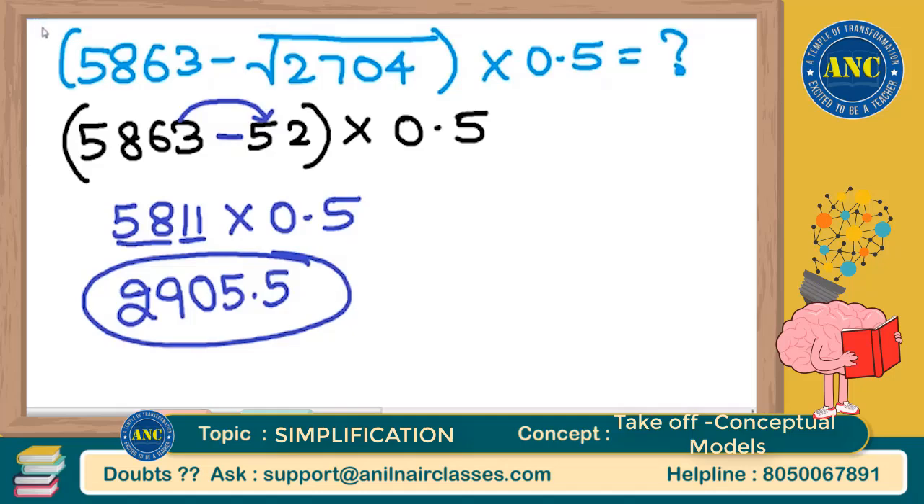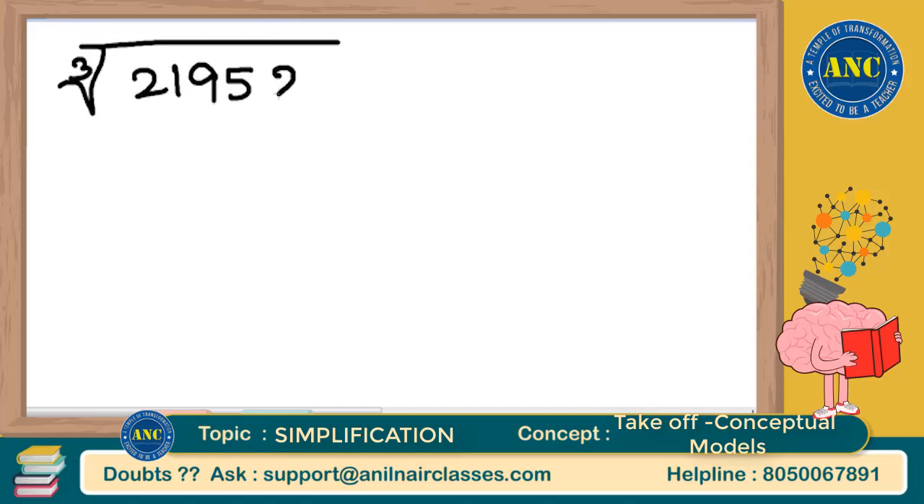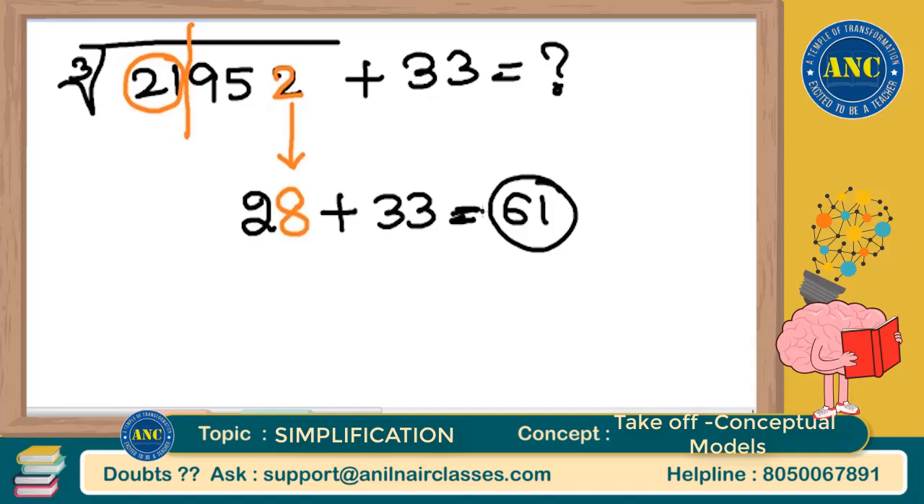Idea clear? Suppose we never took a question on cube root till now. Cube root of 215,952 plus 33, easy question, very easy question, equal to question mark, provided you know how to find the cube root. I will make a group of 3 digits. If it is ending with 2, answer will end with 8. I taught you already. 21, it lies between 2 cube and 3 cube. Smallest is 2. Cube root of that is 28 plus 33 is equal to 61. If you know to find the cube root, these are all very, very easy, sir.